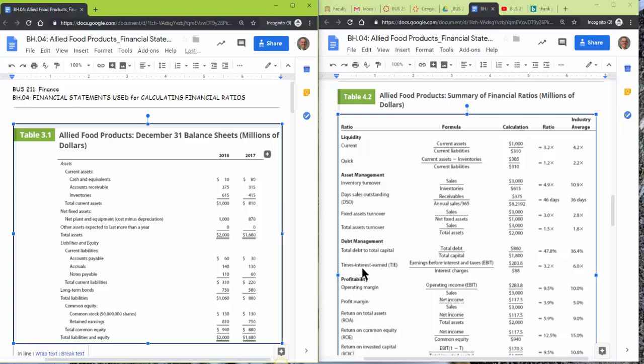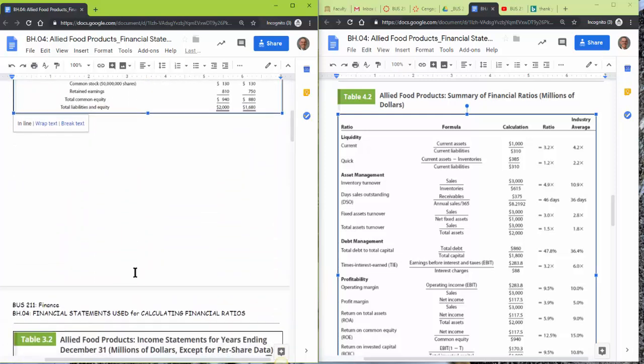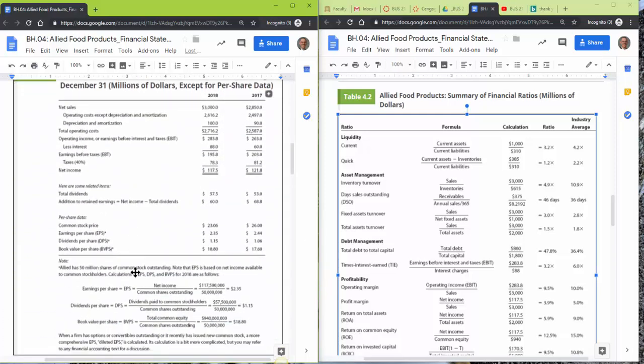Let's examine the times interest earned ratio. The numerator of the times interest earned ratio is earnings before interest and taxes, or EBIT, from the income statement divided by the interest charges. To find the values for this ratio, we must go to the income statement for any corporation.